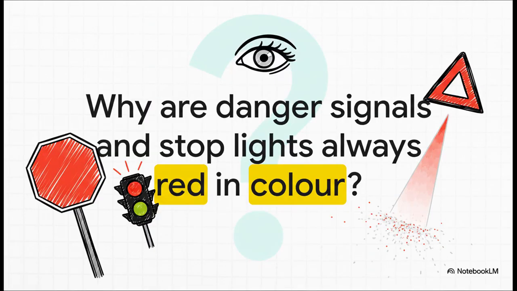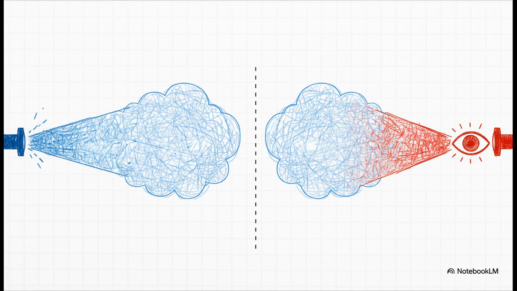Okay, now that we know that red light travels the farthest without getting scattered, can you think of how we use this idea in our daily lives? It's all about keeping us safe. The reason is all about safety and visibility. Since red light has the longest wavelength, it is scattered the least. This means it can travel through fog, rain, or smoke much better than any other color. So, even in bad weather, a red signal can be seen from far away, which gives people enough time to stop or react. It's physics at work, saving lives.